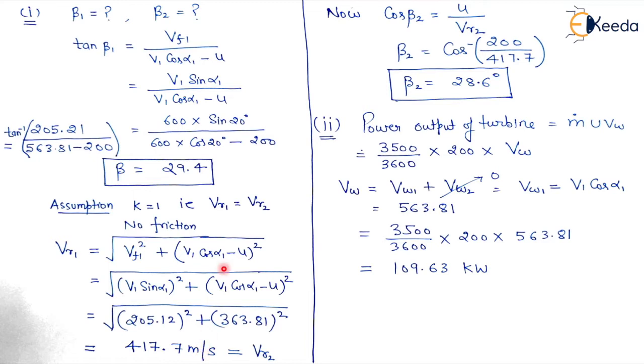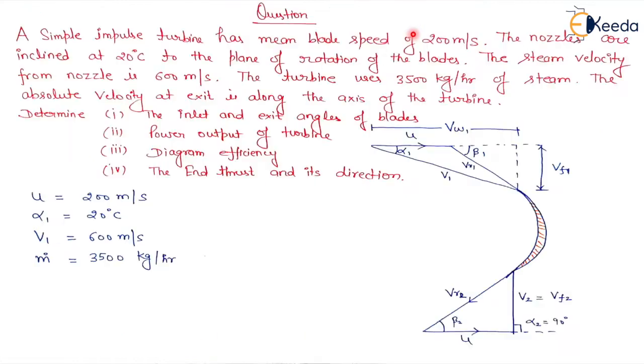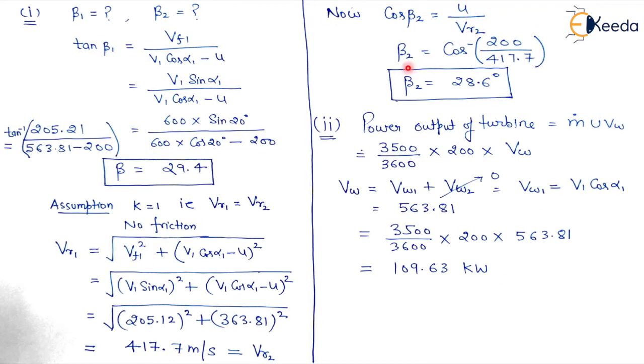Okay. Now we have to calculate cos beta 2. From this velocity triangle, you can calculate the beta 2. So what is the cos beta 2? You know VR2 and you know what is U. So what is cos beta 2? Cos beta 2 will be U by VR2. From this equation, you know the value of U, you know the value of VR2. So we will put and we will get the value of beta 2. Beta 2 is 28.6 degrees. So friends, beta 1 and beta 2 we got.